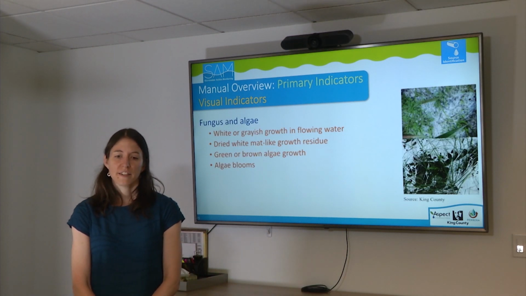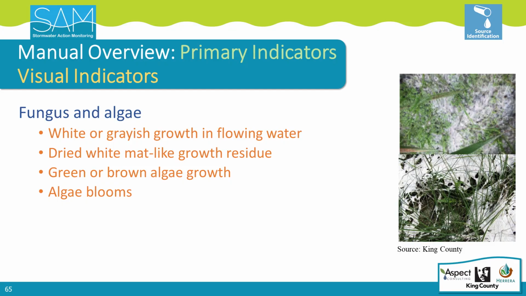Fungus and algae is the next category. There are a couple of photo examples here and some great ones in the manual that came from King County. We've got a variety of different types of fungus and algae that you might find. Generally this white or grayish growth in floating water could be a result of a sewage or wastewater treatment plant discharge. It kind of breaks up into nothing when you touch it with a stick, and it disappears quickly after the sewage discharge goes away. So that's a good indicator for sewage.